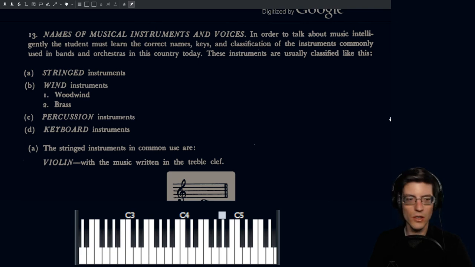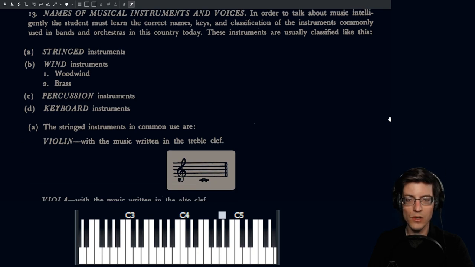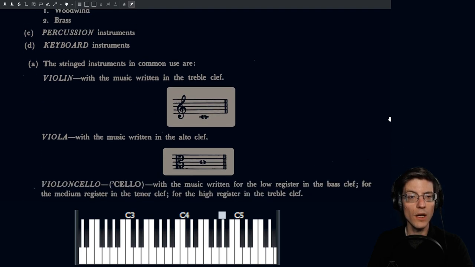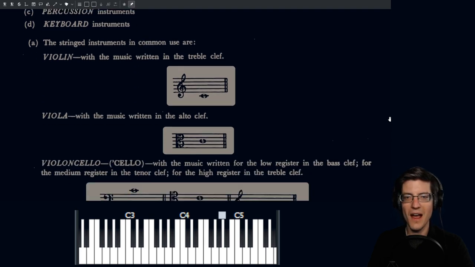These instruments are usually classified like this. A, stringed instruments. B, wind instruments. This includes woodwind and brass. C, percussion instruments. And D, keyboard instruments. The stringed instruments in common use are violin with music written in the treble clef, viola with music written in the alto clef. So this is where you insert your violin and viola gang jokes.